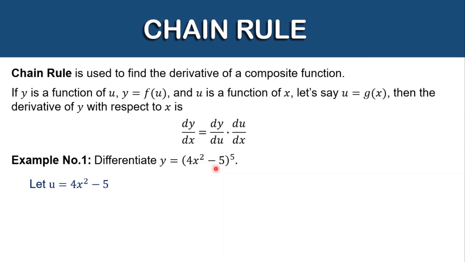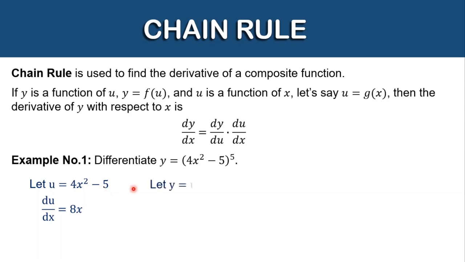Then we're going to find du over dx, or the derivative of our u with respect to x. So du over dx is equal to 8x. So this is the derivative of 4x squared minus 5. So we just need to use the power rule, multiply the exponent to the coefficient. 2 times 4 is 8. Then subtract 1 from our exponent. And the derivative of 5 is 0 because this is a constant.